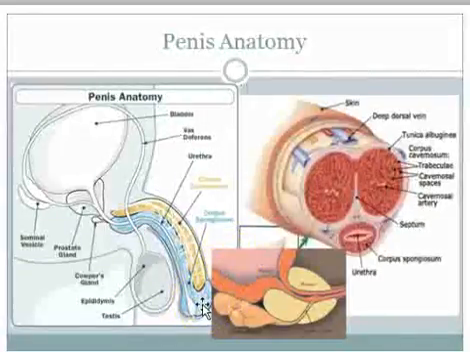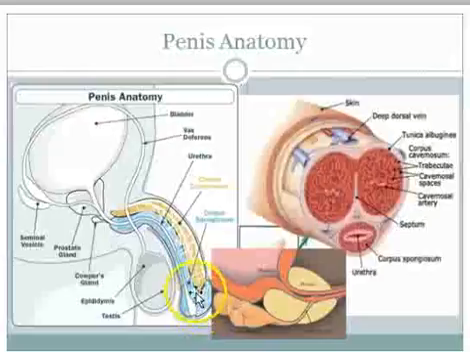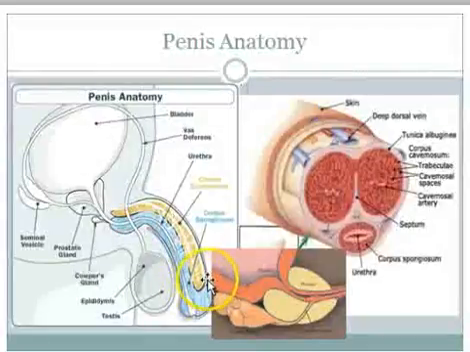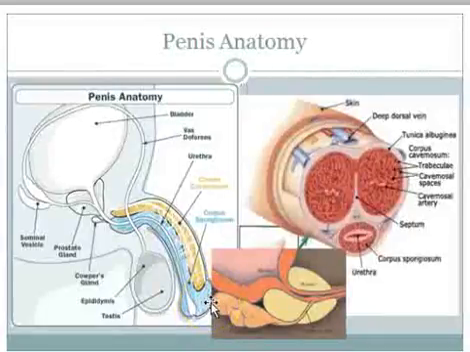And then I might not have another slide on this. So this would be your glans penis, and this would be your shaft, and this would be the coronal area, the portion just right on the edge here, all the way around. And then the prepuce or the foreskin would be covering this area if it's present.